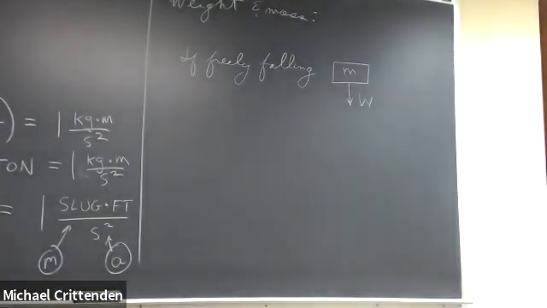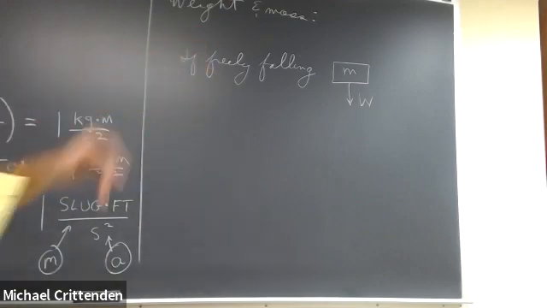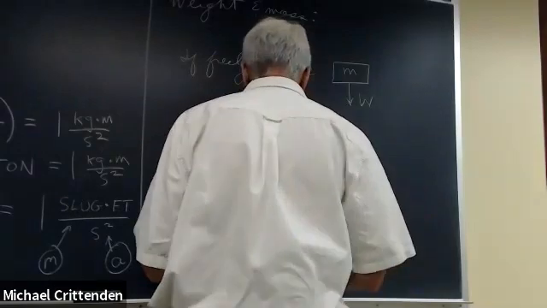We have an object of mass m, and I have illustrated all the forces acting on it with arrows. Well, there's only one force. That's what the phrase freely falling means. Let's apply Newton's law to this situation.